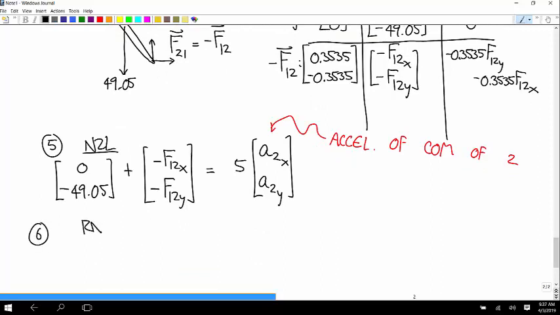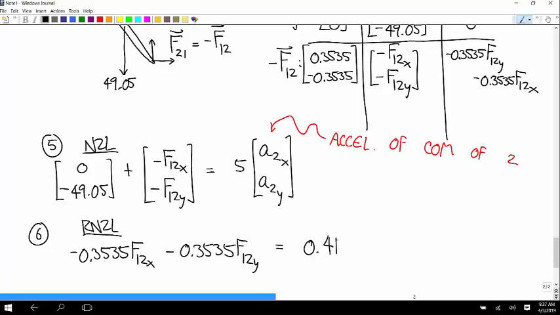And then the moment equation says negative 0.3535 F12x minus 0.3535 F12y is equal to 0.416 repeating times alpha 2.